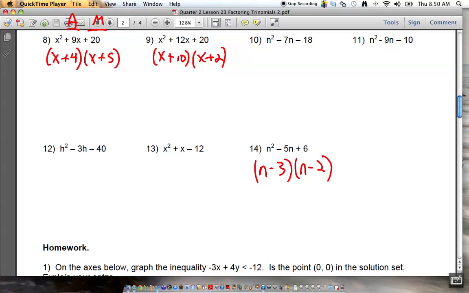And if you do the quick mental check, you will find your mistake. You will see your error. Now, let's say you forgot your numbers that multiply out to 6. Your factors of 6. Everybody get your graphing calculator out.